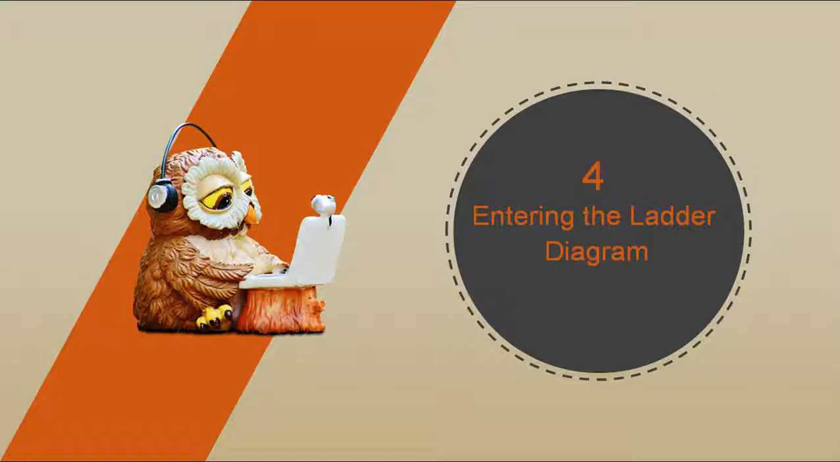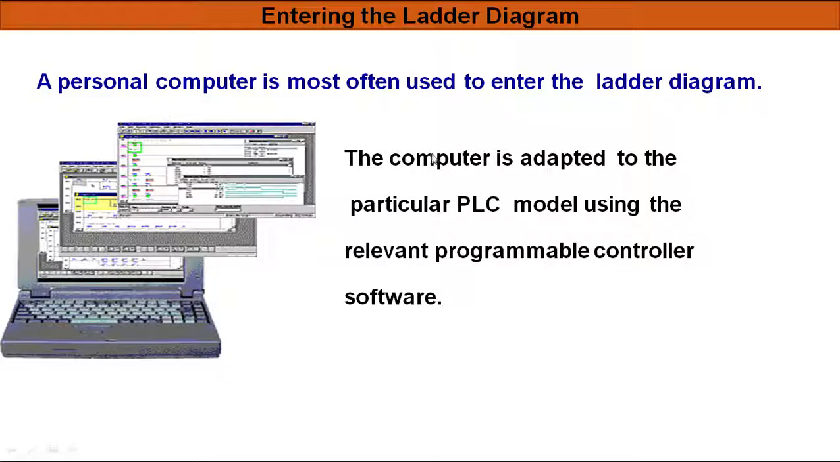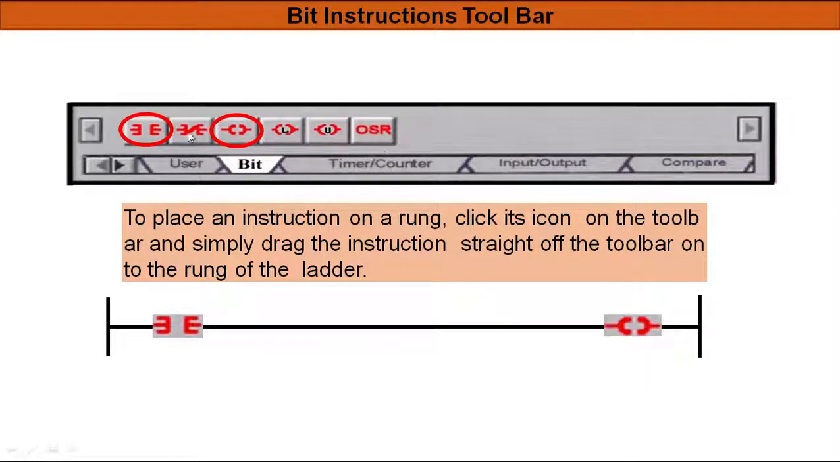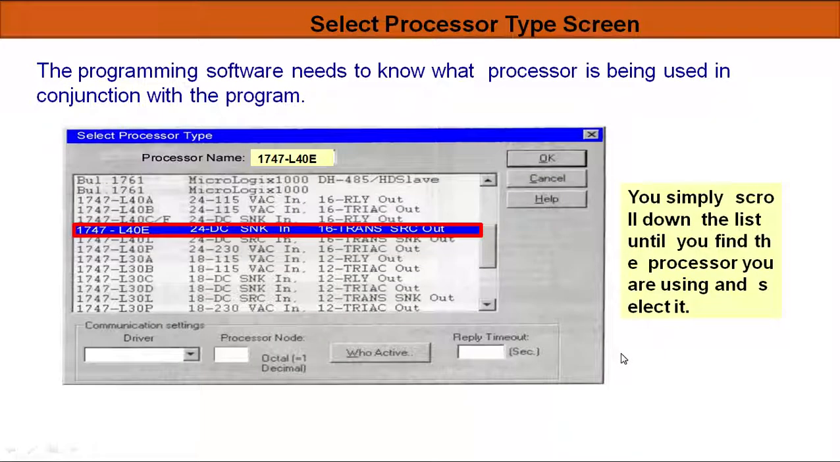Entering the ladder. A personal computer is most often used to enter the ladder. The computer is adapted to the particular PLC model using the relevant programmer control software, whatever you have. We have the RSLogix 500 screen here, and Windows dialogs are used to navigate through the Windows environment. In the bit instruction toolbar, you can find all the things. To place the instruction on a rung, click its icon on the toolbar and simply drag the instruction straight onto the rung. Like if you wanted to put it over here, you drag it and click it.